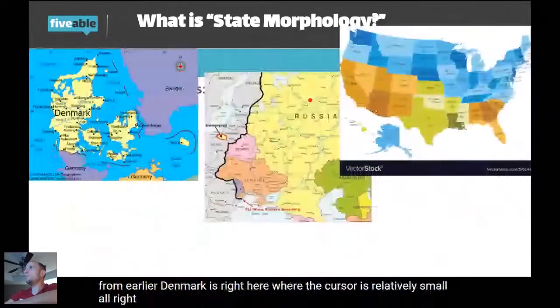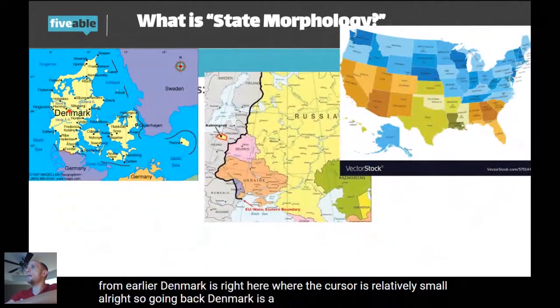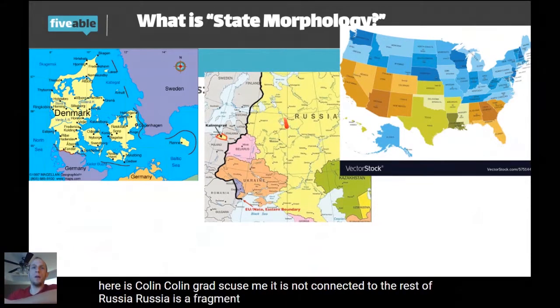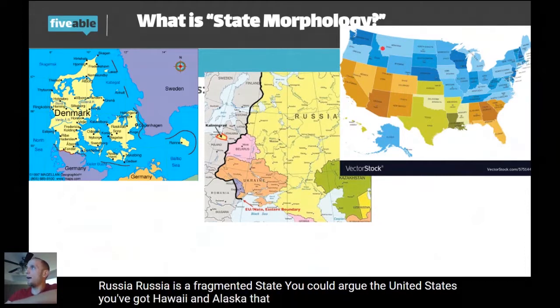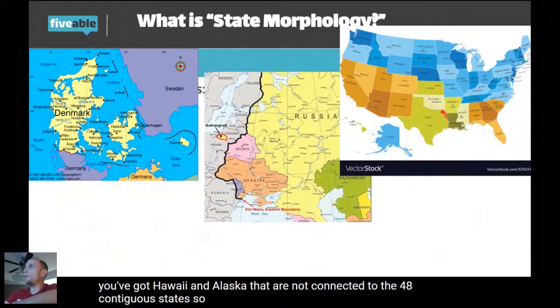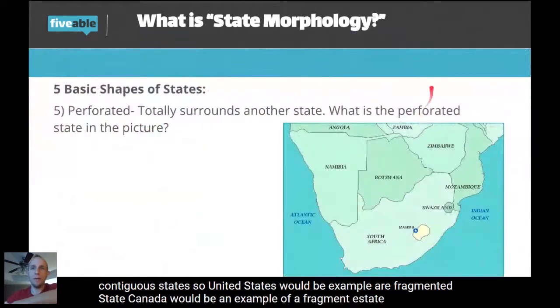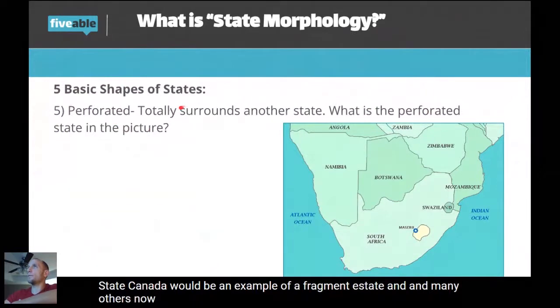Relatively small. All right, so going back, Denmark is a fragmented state. Russia, this right here is Kaliningrad, excuse me. It is not connected to the rest of Russia. Russia is a fragmented state, you could argue. The United States, you've got Hawaii and Alaska that are not connected to the 48 contiguous states. So the United States would be an example of a fragmented state. Canada would be an example of a fragmented state, and many others.